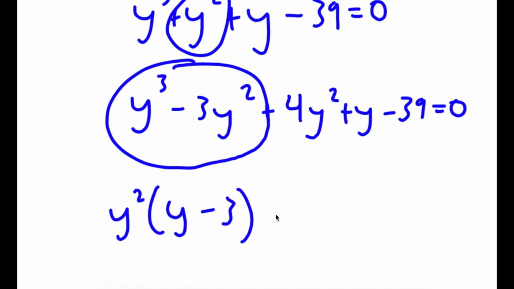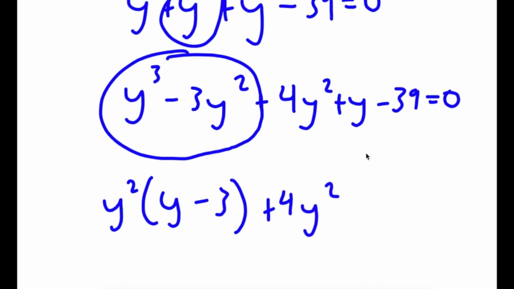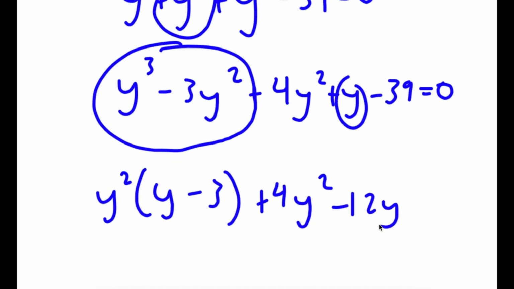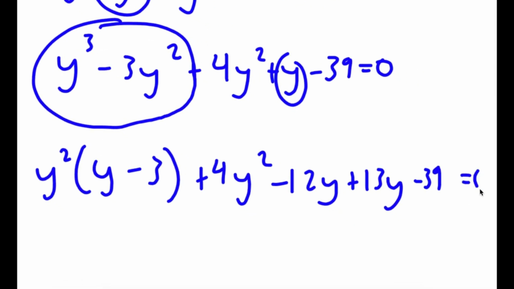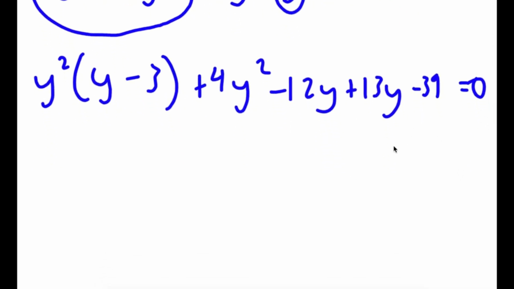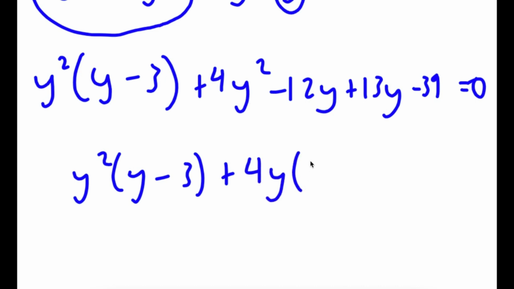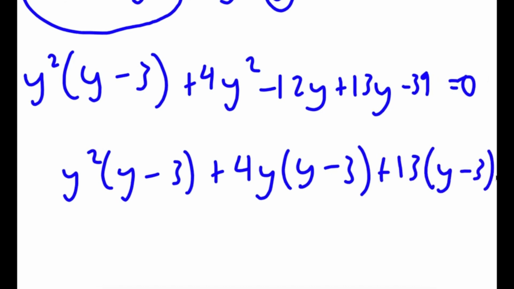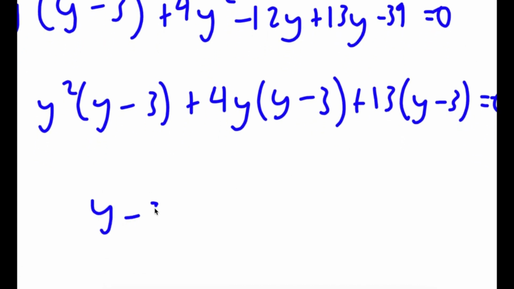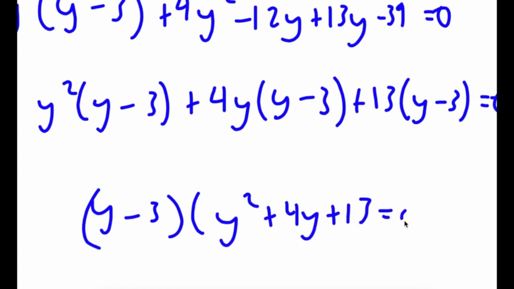So now I'm going to add 4y squared, and I'm going to rewrite y here as negative 12y plus 13y. So now from here I have y squared times y minus 3 plus from 4y squared minus 12y, I can factor out 4y. So I have 4y times y minus 3 plus 13 times y minus 3. This is equal to 0. So now if I factor out y minus 3, I get y minus 3 times y squared plus 4y plus 13 is equal to 0.